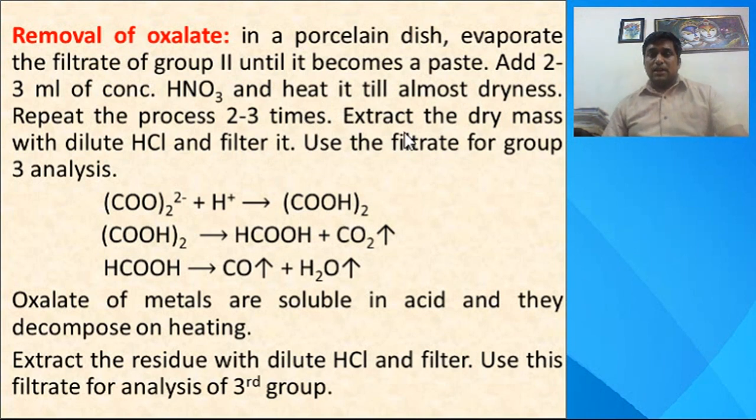Repeat the process 2-3 times, extract the dry mass with dilute HCl and filter it, and use the filtrate for group 3 analysis. That's how the reaction takes place. These oxalates decompose if we heat them in the presence of nitric acid. If oxalate is the only interfering anion in the mixture, then simply by removing oxalate using this method, the mixture is free from oxalate. So we can extract the residue with dilute HCl, filter, and use the filtrate for third group analysis. Since oxalate is removed, we can proceed further.